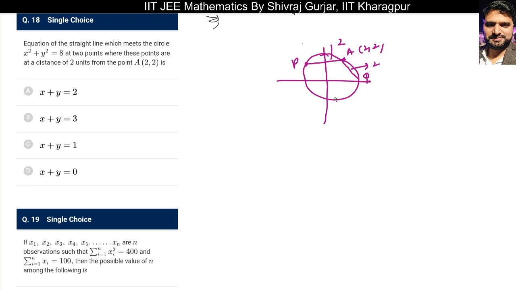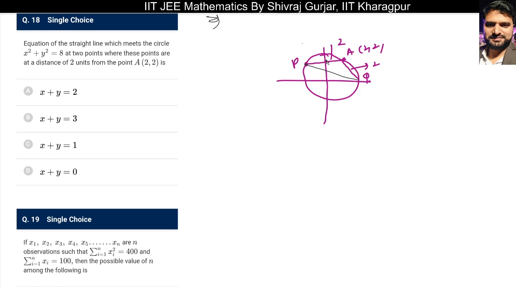Okay, so we are asked for the equation of PQ. Equation of the straight line which meets the circle at 2 points where these points are at a distance of 2 from A. Okay, so we are asked for this line PQ. The equation of this line PQ is what we are asked.